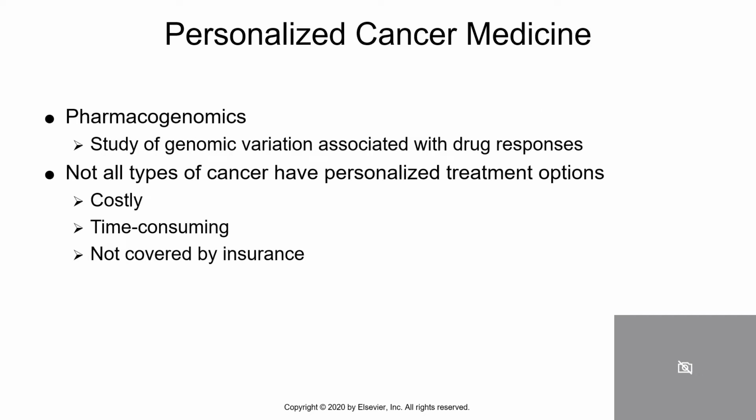Pharmacogenomics is another example of personalized cancer medicine, and this involves studying the genomic variation associated with certain drug responses. But again, not all types of cancer can have a personalized treatment option, and it costs a lot of money, takes a lot of time, and most insurances aren't going to cover it. It's something though that is on the upswing, and hopefully will be even more prevalent in the future.